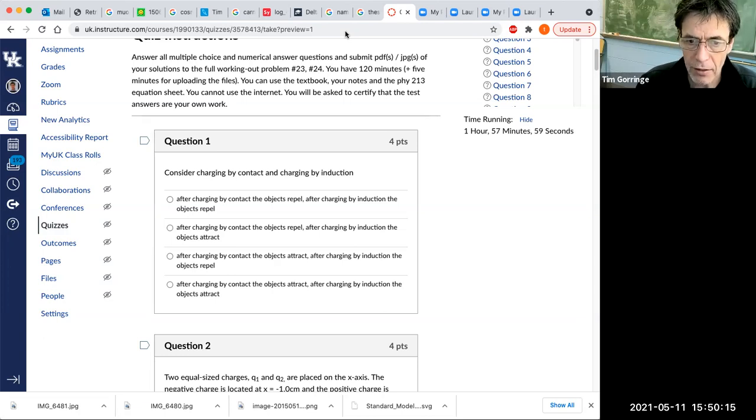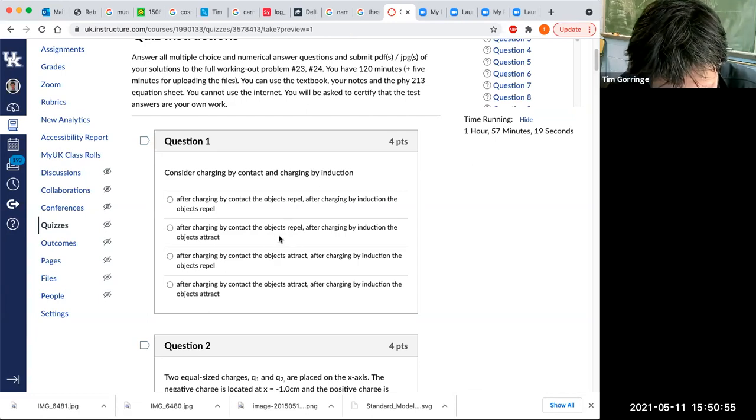So charging by conduction is when you contact a charged object with another object and they become like charged. And charging by induction is when you don't contact the charged object with another object and they become unlike charged. So charging by conduction, which produces like charges, will cause the objects to repel. And charging by induction, which causes unlike charges, will cause the objects to attract one another.